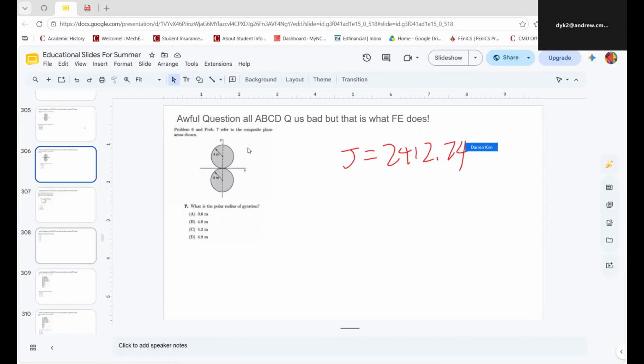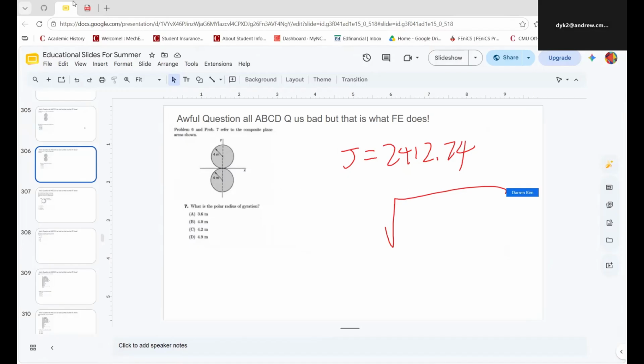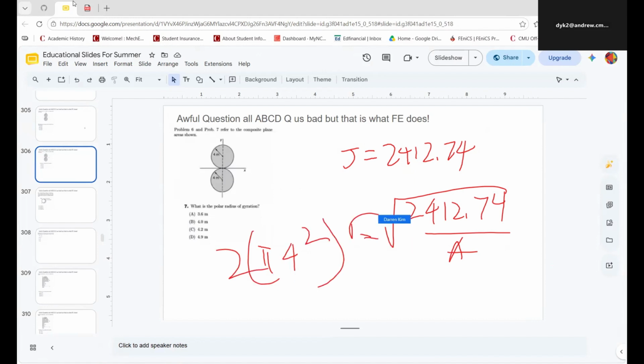Polar radius of gyration. So it is the square root of 2412.74 divided by the area. The area is pi 4 squared, and there are two of them, so 2 times that, equals r. I still don't know what it means to have a gyration yet. I'll search it up. It's probably one of those gyrations you have in the space station. So pi 4 squared, parentheses, equals. I get 4.898, which is 4.9. Wonderful. That is D.